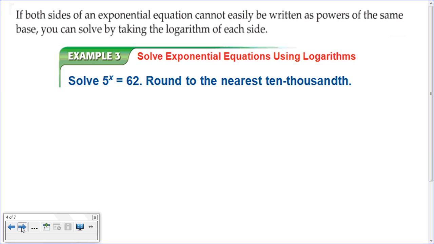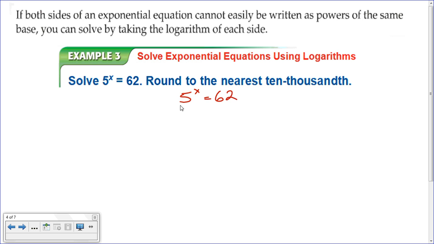Alright? Now, we use these common logarithms to solve problems that involve variables in the exponential position, or variables as powers. So we're going to solve this problem. We're going to figure out what x is. We're going to round our answer to the nearest 10,000th. Alright, step 1, let's take our original problem, 5 to the x equals 62.